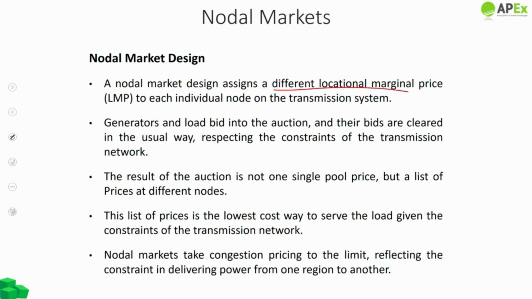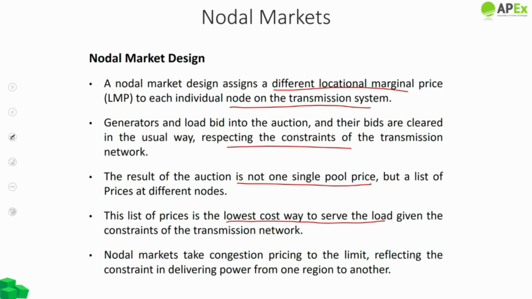which assigns a different locational marginal price to each node in the transmission network. The bidding happens in the usual manner and the lowest bids are cleared. However, transmission constraints are considered between each node. If the lowest cost generator can't supply to a node, the next higher cost generator that can supply to that load is selected. So as a result, there is no single price. The list formed in this manner shows the least cost way to serve the load.